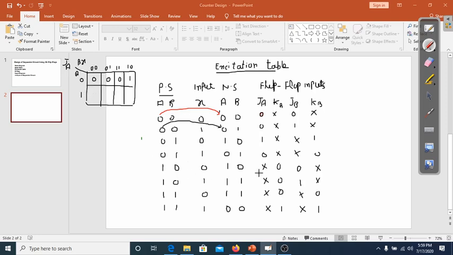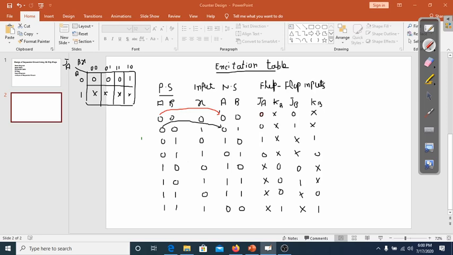Here JA is don't care, and then 1 0 1, this is 1 0 1. For this case JA is don't care. Then next we have 1 1 1. For this condition J is don't care. For 1 1 0, J is don't care.